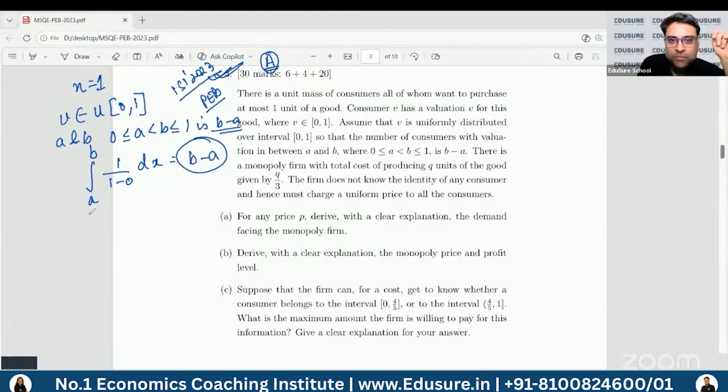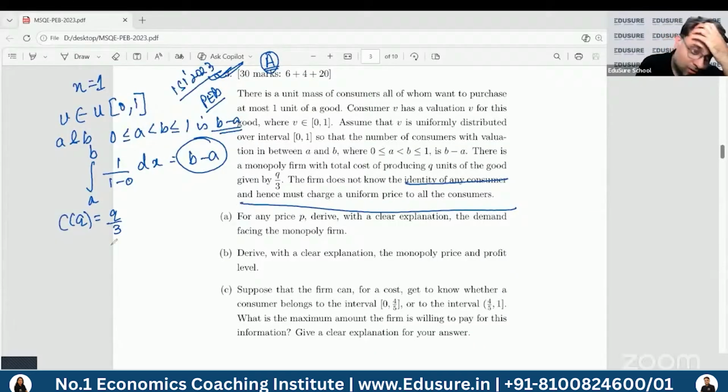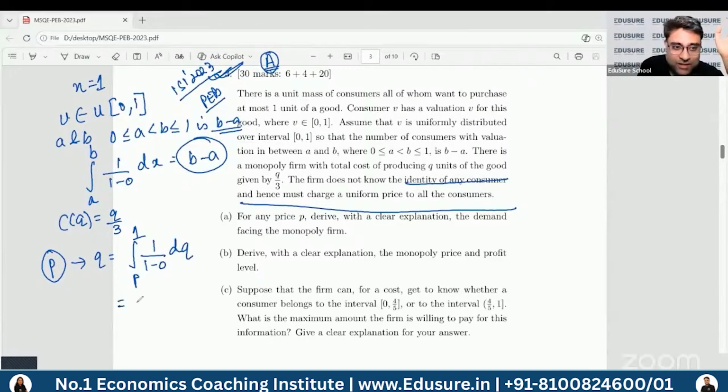Okay, there is a monopoly with total cost of the monopolist being Q by 3. The firm does not know the identity of any consumer and hence must charge a uniform price. So a uniform price has to be charged. So basically, if the monopolist sets a price P, who will buy? The quantity bought will be all the consumers who have a valuation greater than P. So these are all the people who will buy. So basically 1 minus P is what the demand curve is.